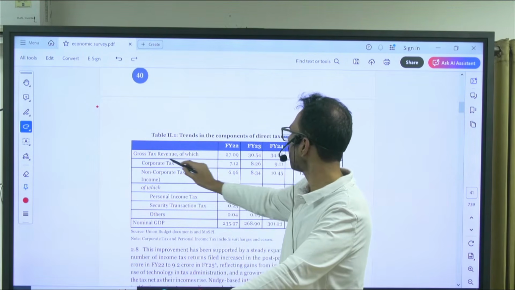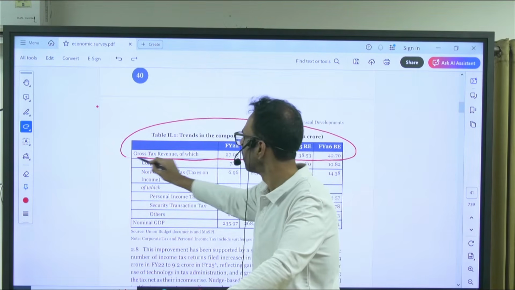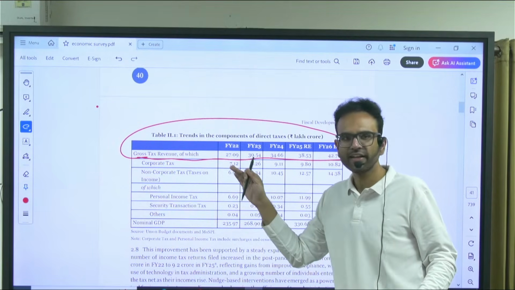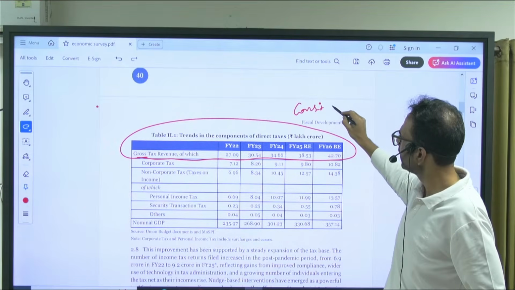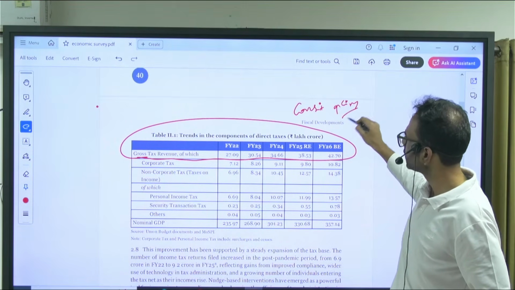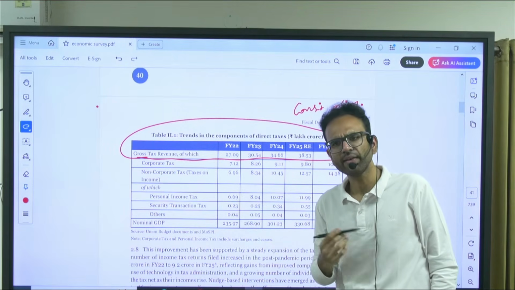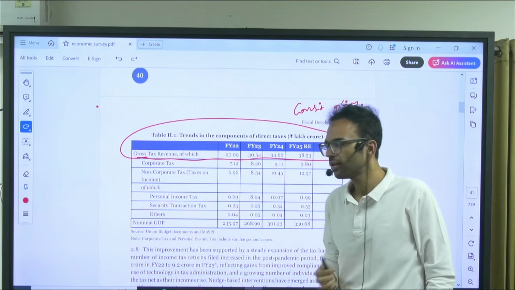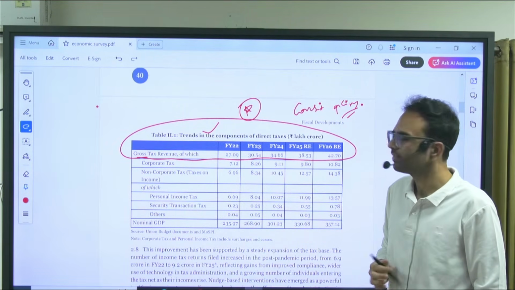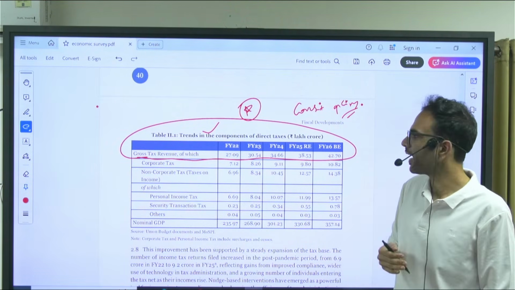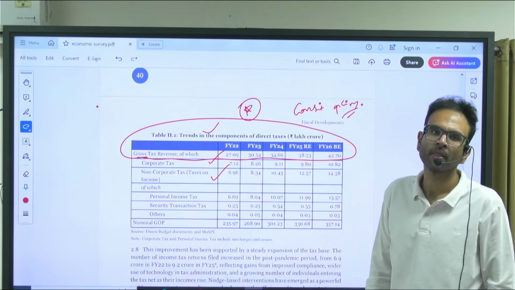But take a look here. Gross tax revenue. Is it consistently increasing? So if the keyword consistently increasing in the last 5 years is given, would you agree with it? Yes, right? Please note this, extremely important. Then corporate tax, non-corporate tax.